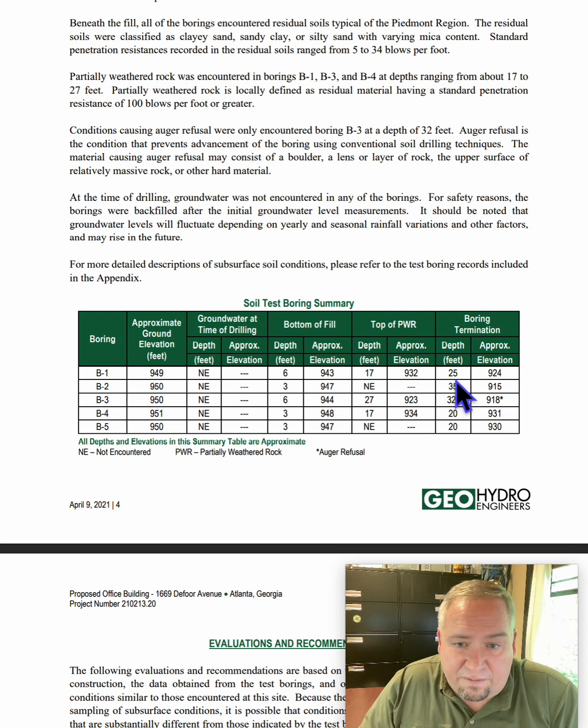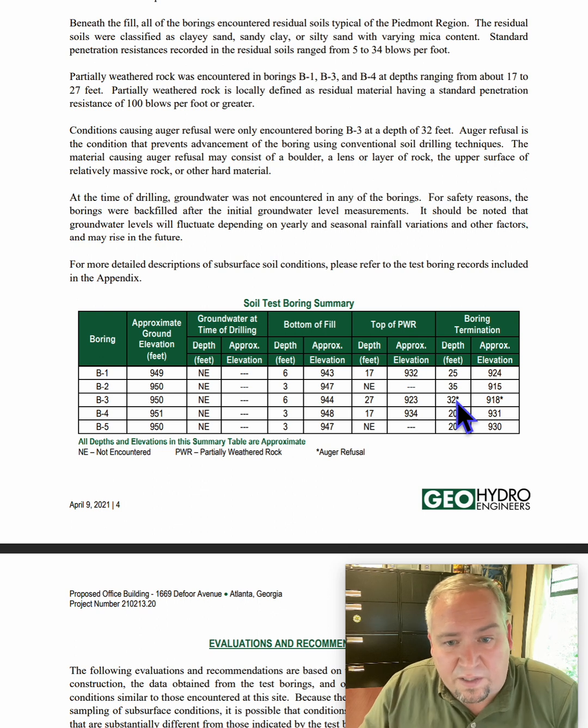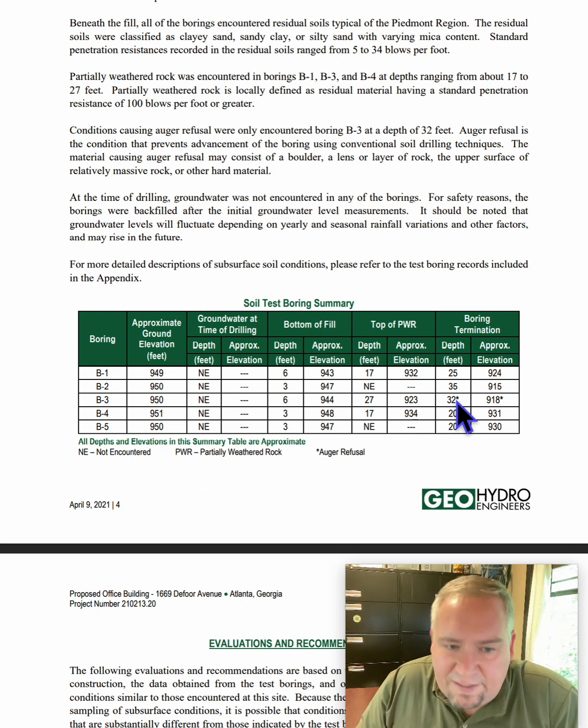They actually went down 25 feet here. That was the termination elevation that they went. So they did actually go pretty deep here. There is an asterisk right here, which means auger refusal. So they did hit rock down there at 32 feet, which is understandable. I don't think we'll be going down that deep, but we'll look on the plans to find out.